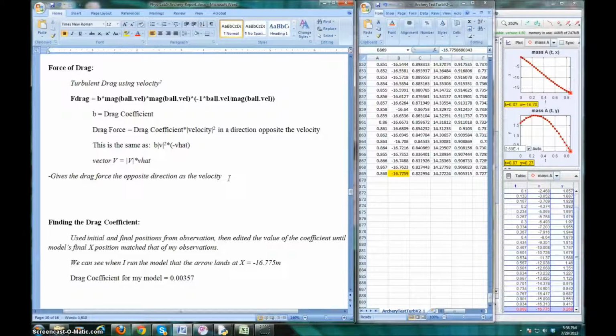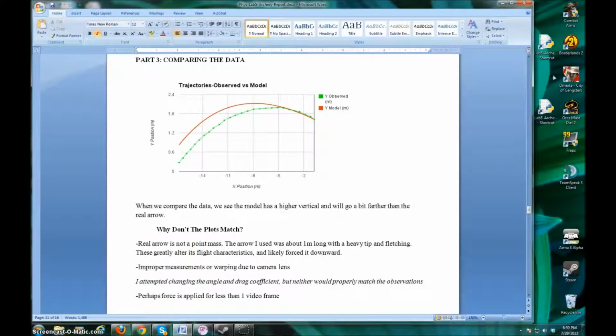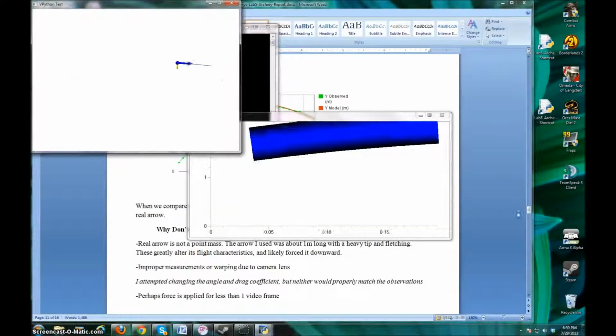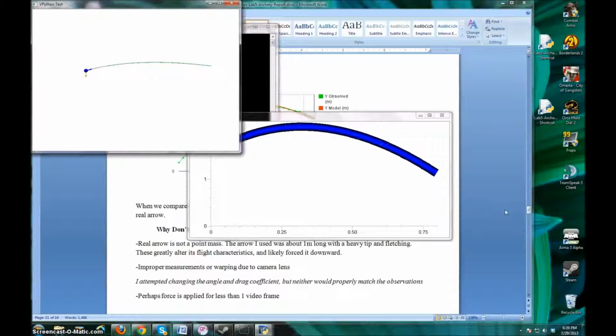which gives my drag force the opposite direction as the velocity. To find the drag coefficient, I used the initial and final positions from my observations, then I edited the value of the coefficient until my model's x position matched that of my observations. And with that, I got a drag coefficient of 0.00357.